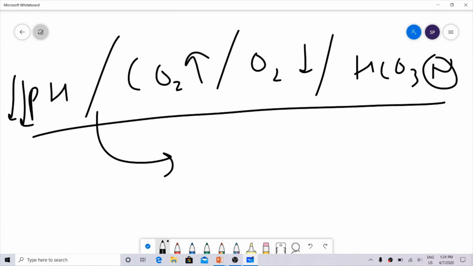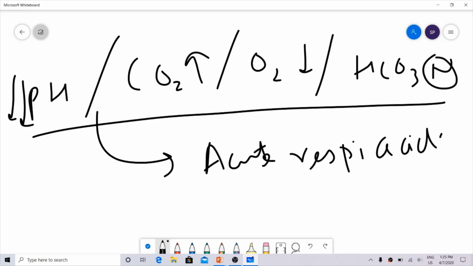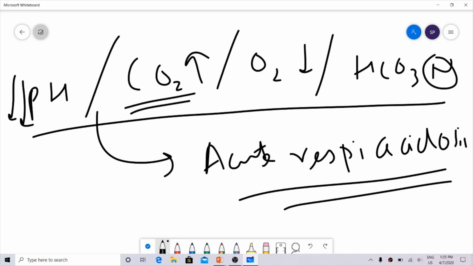So what you basically get is acute respiratory acidosis. If you try to correct carbon dioxide too much, then once you wean these patients, the patient may actually land up in acute respiratory acidosis, and that can be detrimental.